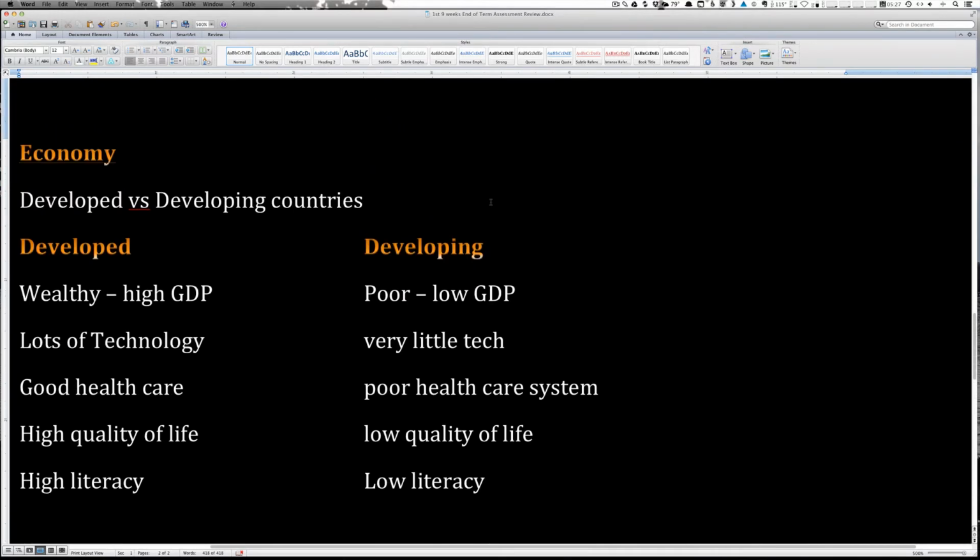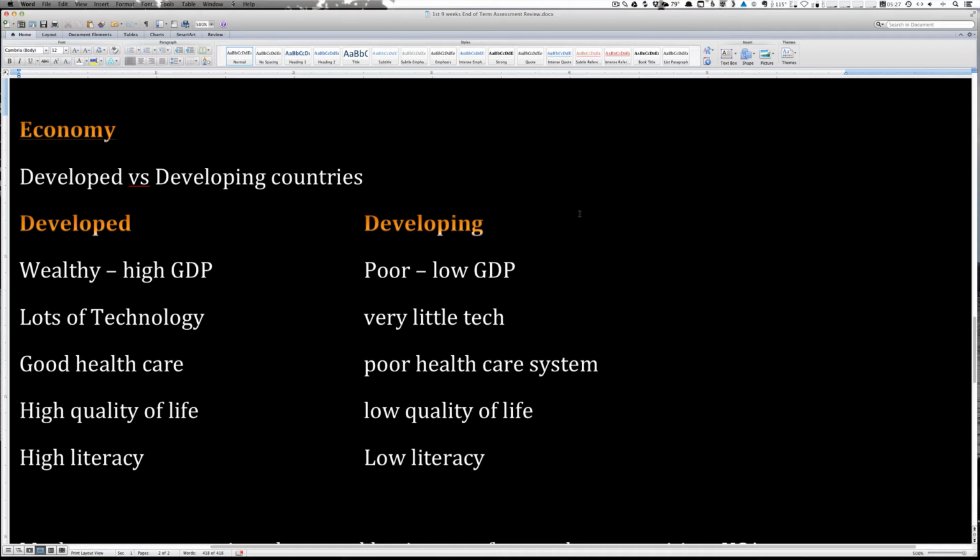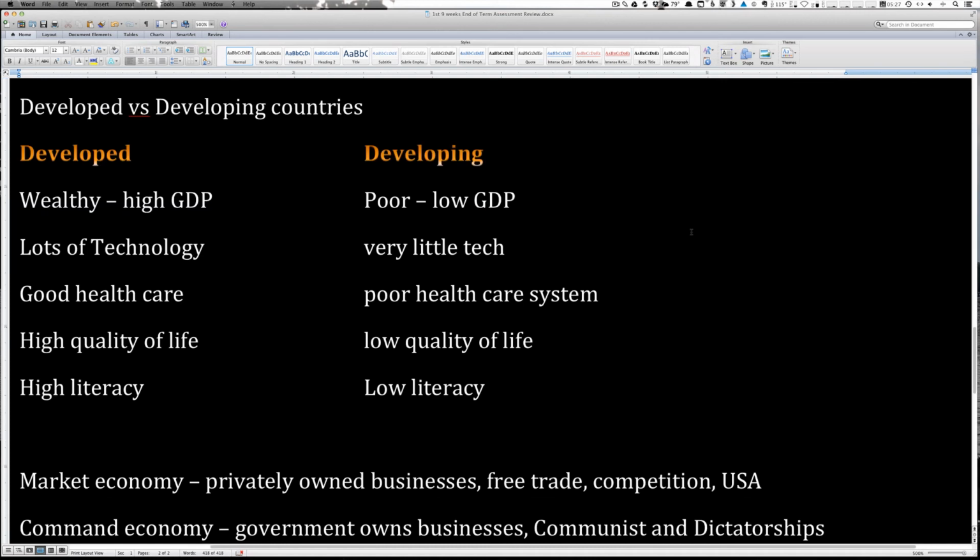Okay, a couple of things about the economy that you'll see on the test. Make sure that you're clear about the difference between a developed versus a developing country. Developed countries are wealthy. They have a high gross domestic product. There's lots of technology in a developed country.